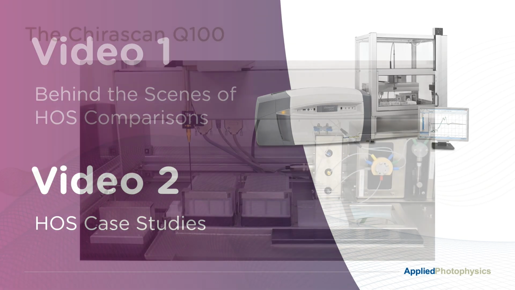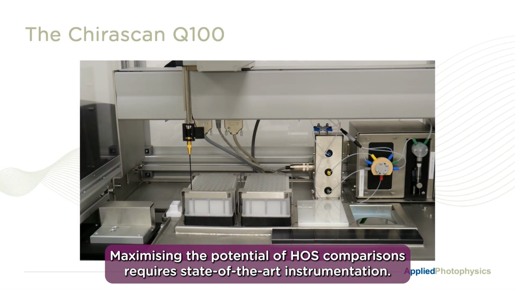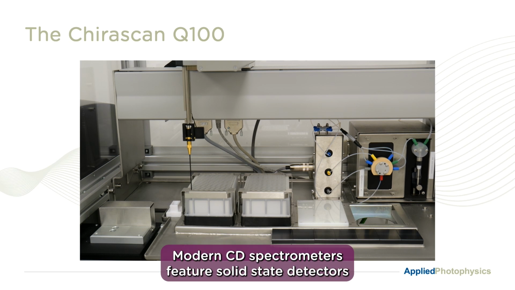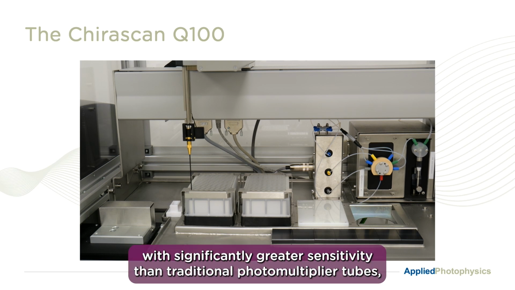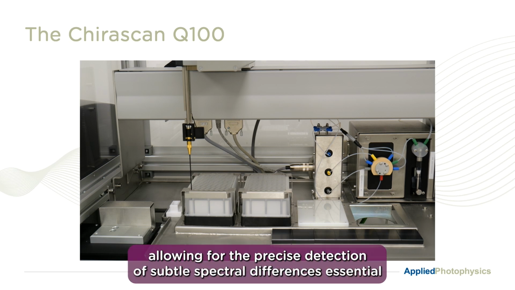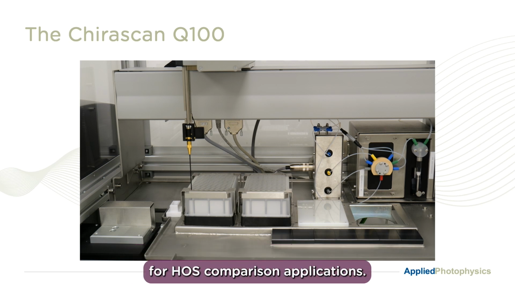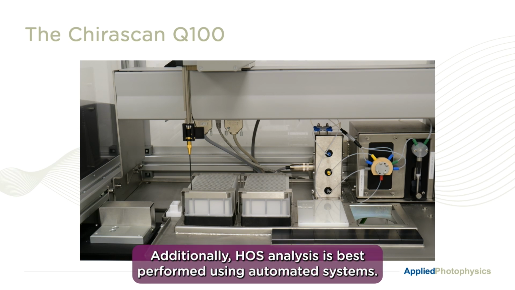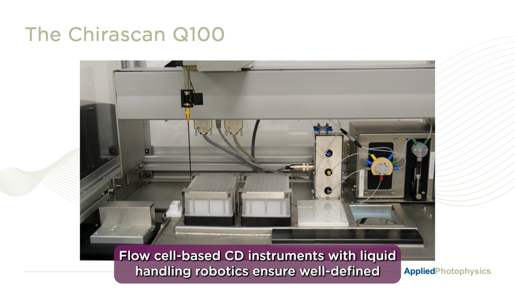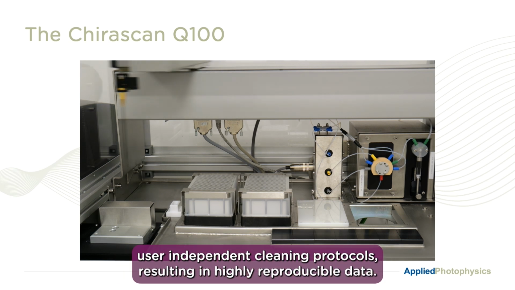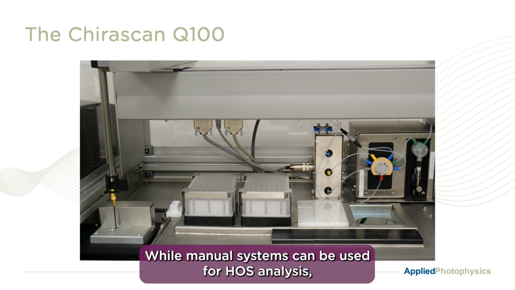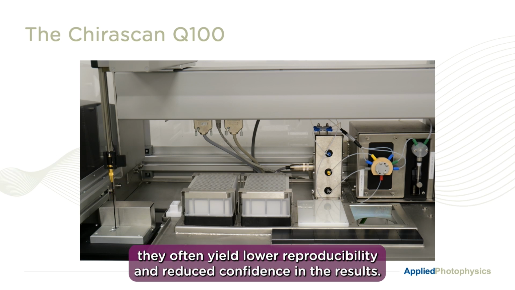Now let's dive in. Maximizing the potential of HOS comparisons requires state-of-the-art instrumentation. Modern CD spectrometers feature solid-state detectors with significantly greater sensitivity than traditional photomultiplier tubes, allowing for the precise detection of subtle spectral differences essential for HOS comparison applications. Additionally, HOS analysis is best performed using automated systems. Flow cell-based CD instruments with liquid handling robotics ensure well-defined, user-independent cleaning protocols, resulting in highly reproducible data. While manual systems can be used for HOS analysis, they often yield lower reproducibility and reduce confidence in the results.